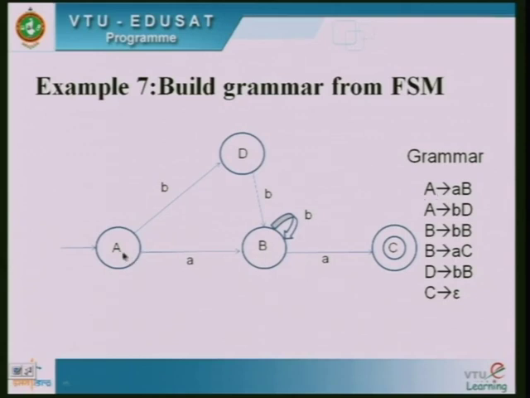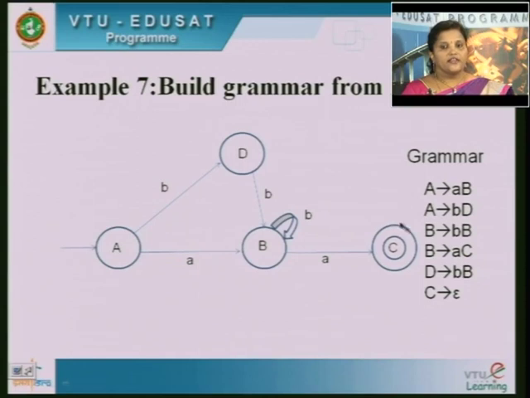If you observe here, A on input a traverses to B. So, you can make a rule as A derives aB, and A on b goes to D, so A derives bD. Next, B derives bB, that is, it has a self loop, so you write small b followed by non-terminal B. Next, B derives aC, so it is making a transition to state C with a.